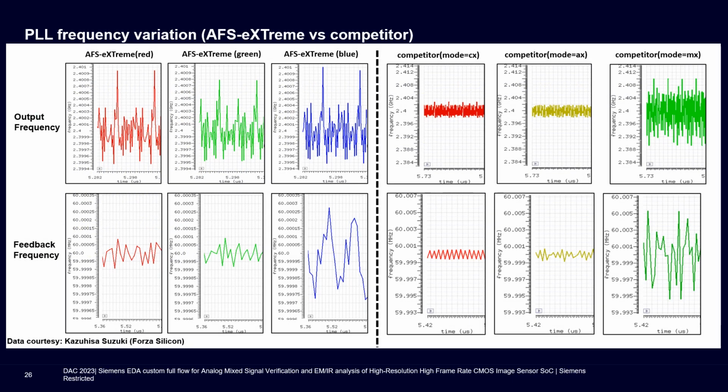First, we look at the output frequency and feedback frequency of the PLL after it has locked. We compare AFS Extreme Simulator with a competitor tool across different simulator modes: red, green, and blue modes for AFS Extreme, and CX, AX, and MX modes for our competitor tool. It is evident that the output frequency variation is higher for the competitor tool compared to AFS Extreme.